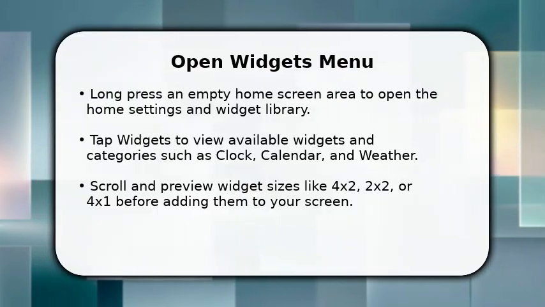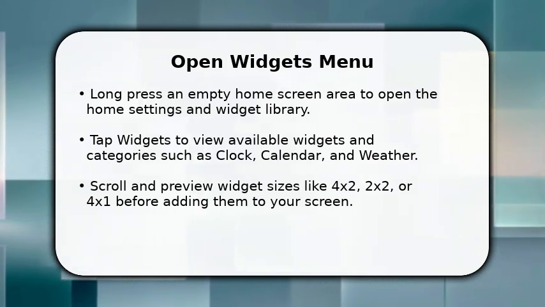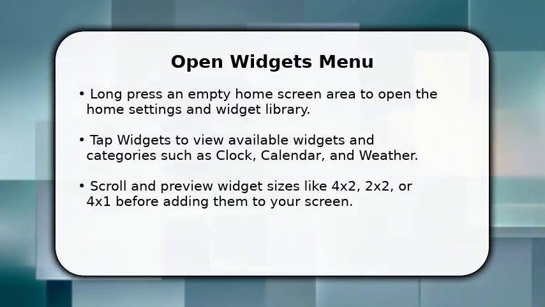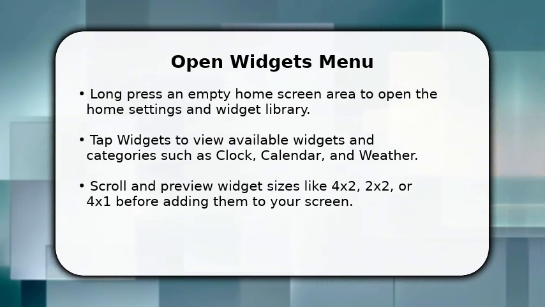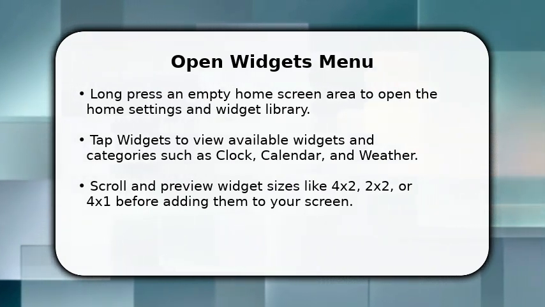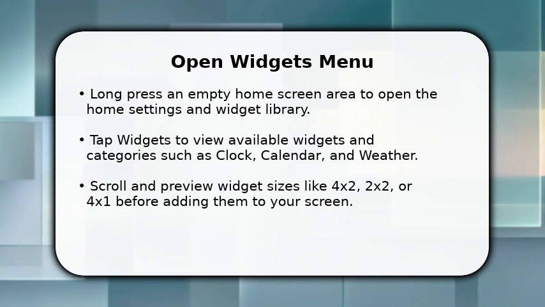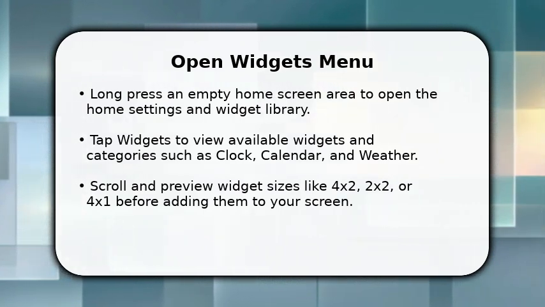Start by unlocking your Samsung phone and finding an empty home screen space. Long press that empty area until the Home Settings menu appears. Tap Widgets to open the widget library and see categories like clock, calendar, and weather.